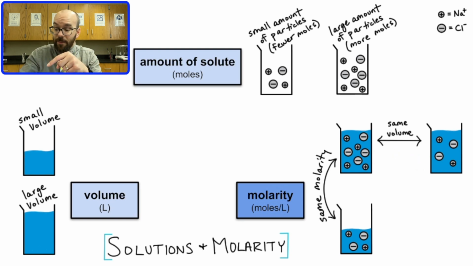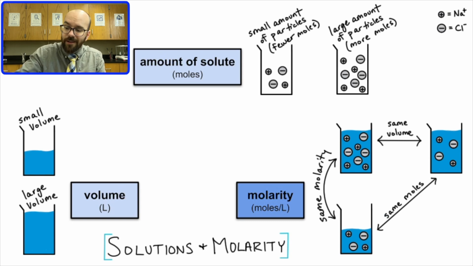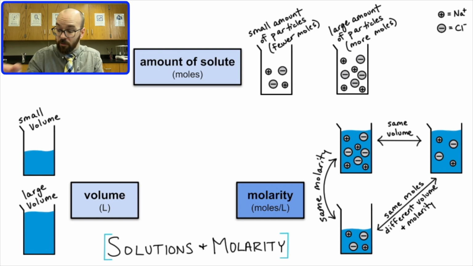Finally, let's compare that top right and then bottom beaker. In that case, we've got the same number of moles. Take a look. We've got 4 ions in this beaker. We have 4 ions in this beaker. So the number of moles is going to be the same, even though their volumes are different and their molarities are different. They still have the same number of moles, because again, moles is just measuring the number of particles that we have. So in this bottom beaker, we've got a smaller volume, and we're going to have a greater molarity.